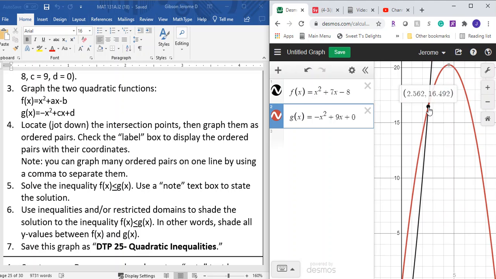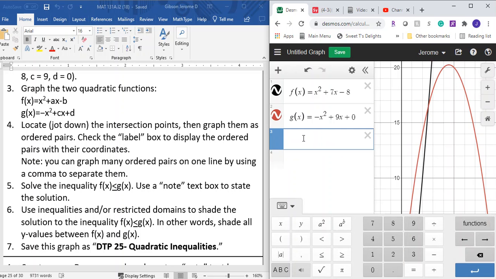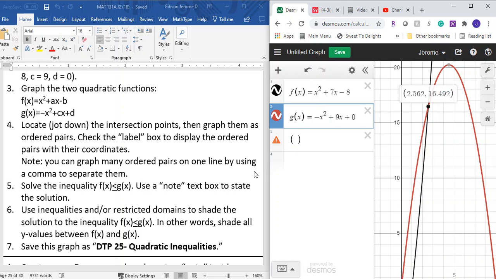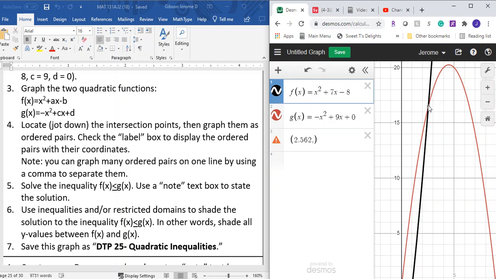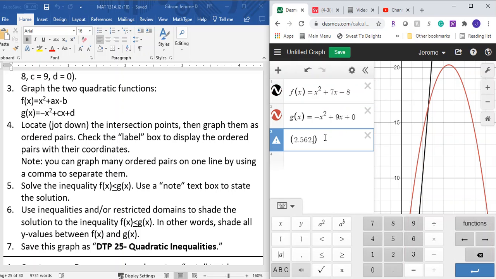So we had 2.562 and 16.492. So let's do this. Parenthesis. Let me look at that again. 2.562, comma. What's the other value? 16.492.